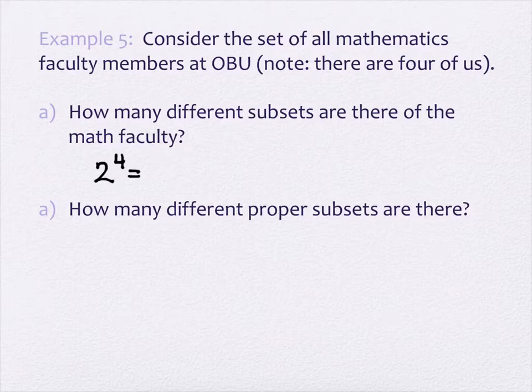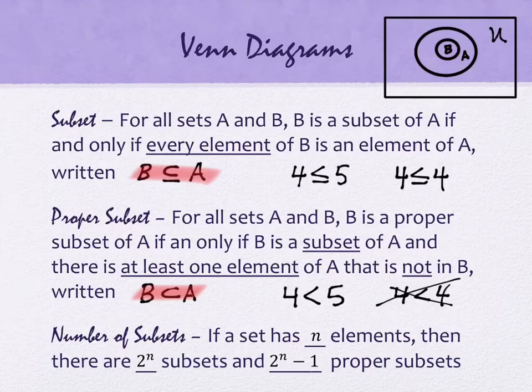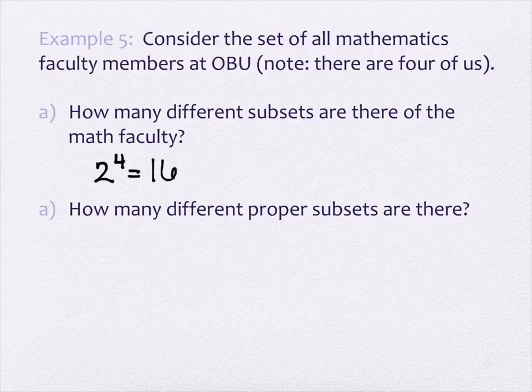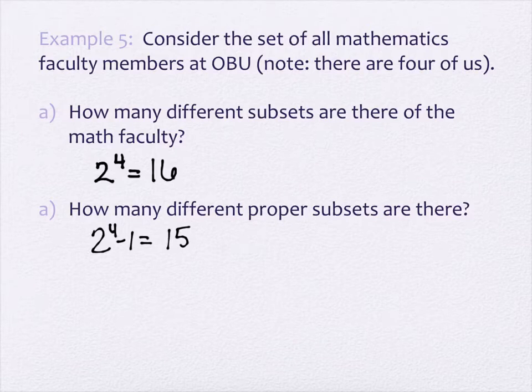It's 16. There are 16 different, smaller collections, or at least potentially smaller collections within the collection as a whole. And how many of them are proper subsets? Well, this description says all I got to do is to take one away. So if there's 16 subsets, then there's 2 to the 4th minus 1, or 15 proper subsets.